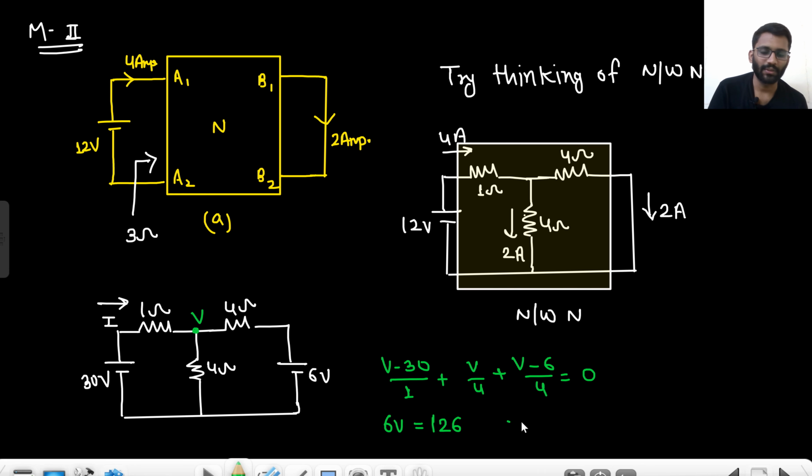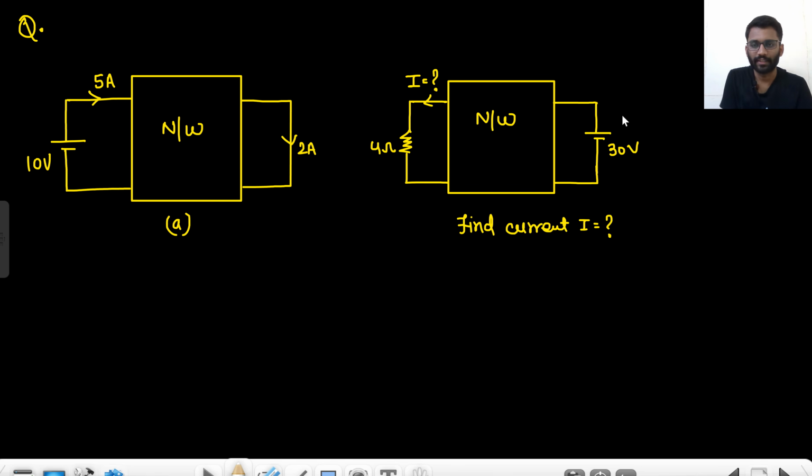Okay, so just solve it and you will get the value of I equals 9 ampere only. You can solve it and get the value of I. I just needed to tell you the approach, so this is the approach you can go with. Okay, so let's see the next question.